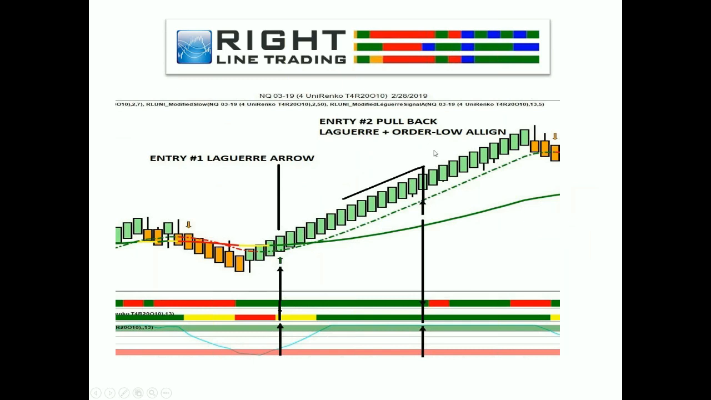And here I'm talking about, here's entry 1, here's a Laguerre arrow. It's a perfect entry. It occurs intra-candle. Now, we only go long above the 50 and short below the 50. It's a little trading methodology. We look for the short trade down and the long trade up above the 50. So there's our arrow long. We're going to take it up. Then we lock long.